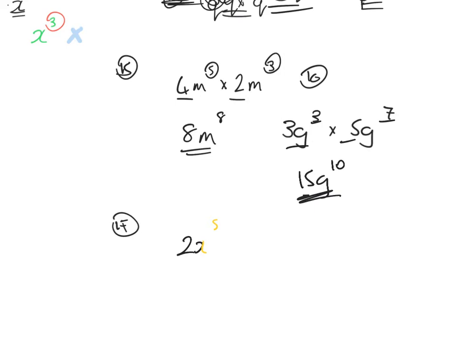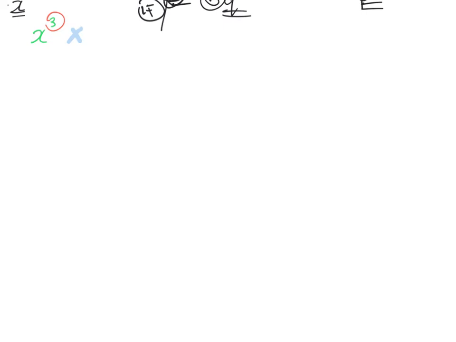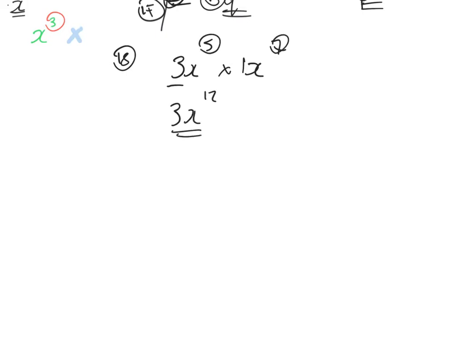Example 17. 2x to the 5 multiplied by 3x to the 10. 2 times 3 is 6, add the powers. 5 plus 10 is 15. Okay, example 18. 3x to the 5 multiplied by x to the 7. Well, it's just 3 times 1 there, even though I can't see the 1, there's a 1 there, so it's 3. Add the powers. 5 plus 7 is 12.